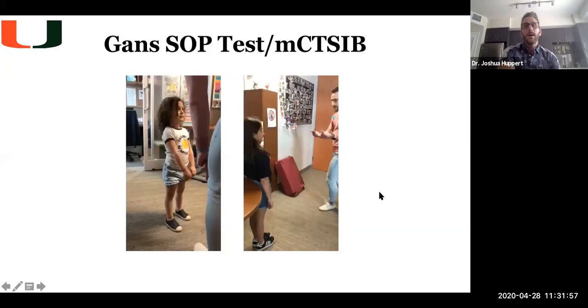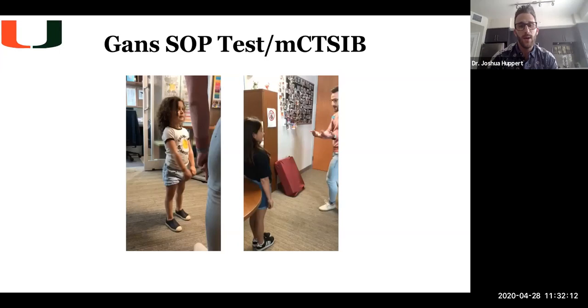This is probably one of my favorite tests to do, primarily because this is sort of a watered down version of posturography. The posturography machines are very expensive for those of you who do work with them, and not every clinic has one. We're fortunate to have one, but I tend to use this version because it's a little bit quicker and a little bit easier.